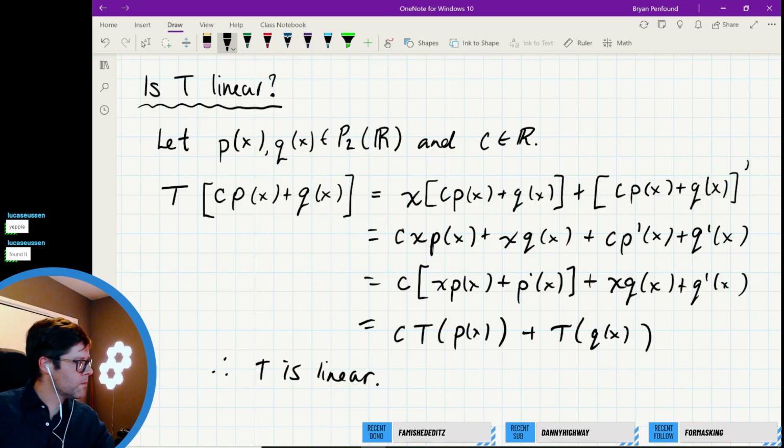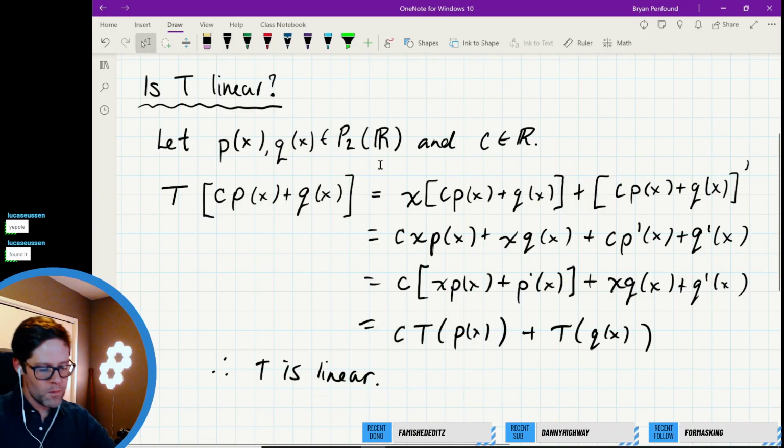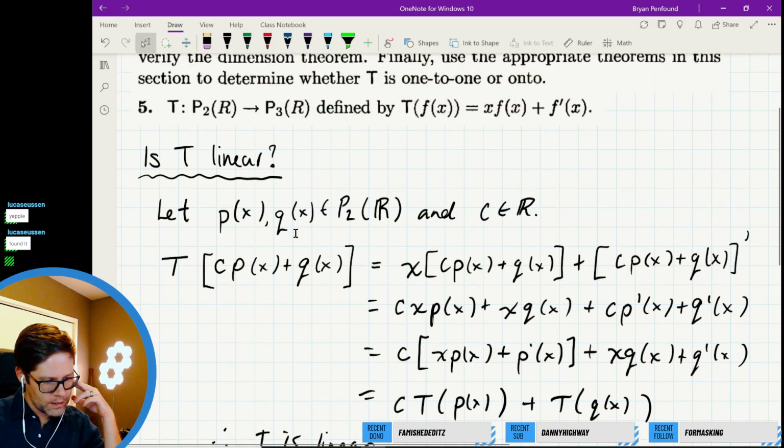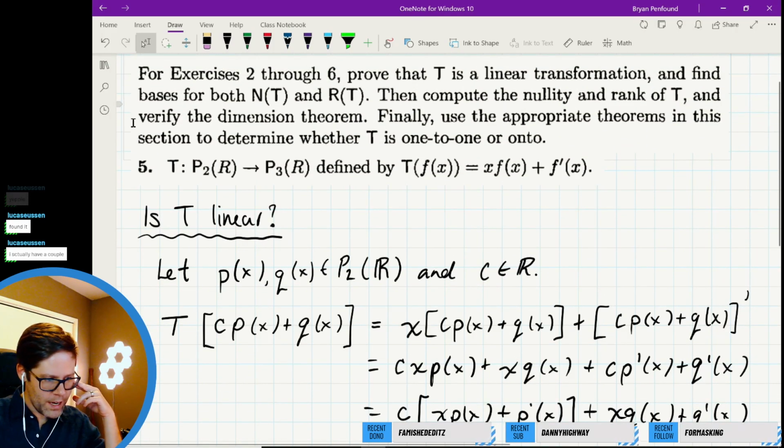That's kind of cool. Found it. Nice. Okay. Good timing. Okay, so we know that T is linear. Then what do they want us to do? Find bases for both the null space or kernel and the range.